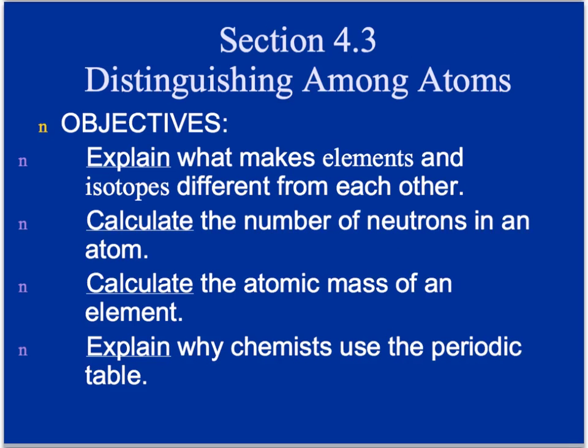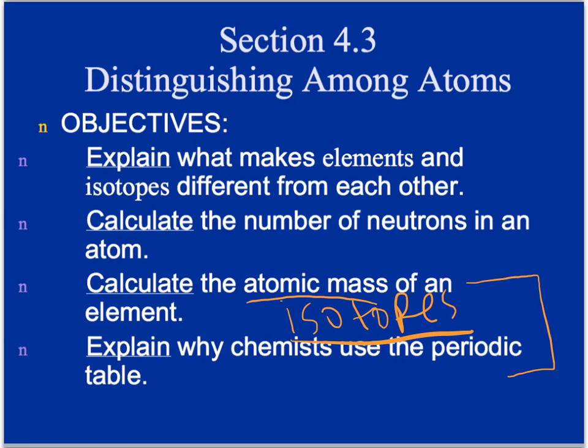So we already looked at these objectives from the last video, but I just want to remind you that now we're focusing on these last two objectives: calculating the atomic mass of an element, and explaining why elements use the periodic table. But really, we're calculating the atomic mass and identifying isotopes. That's the big idea here.